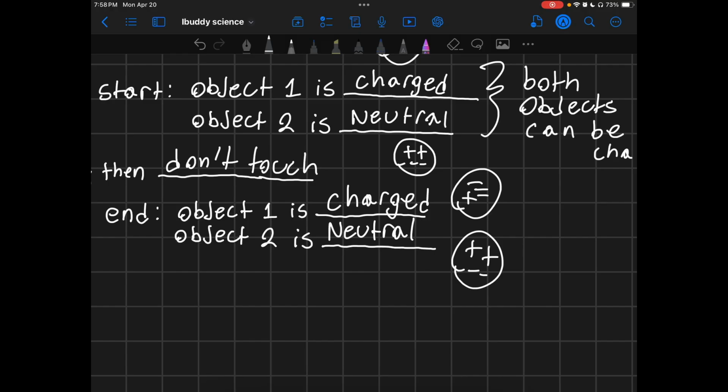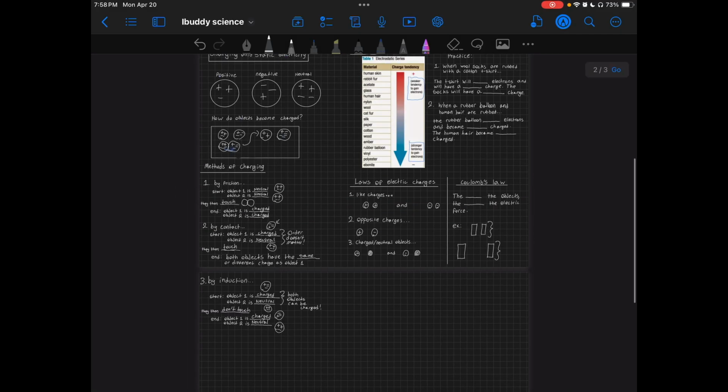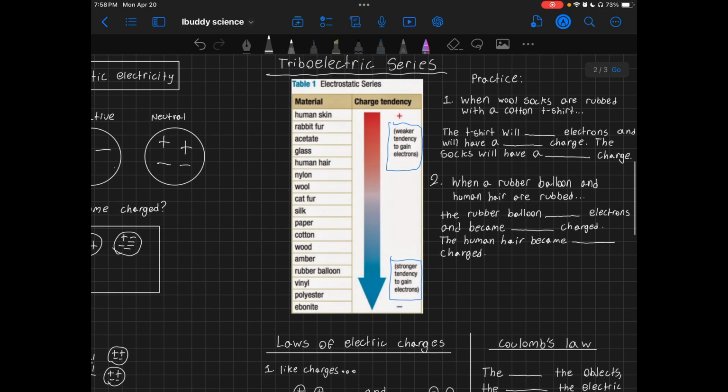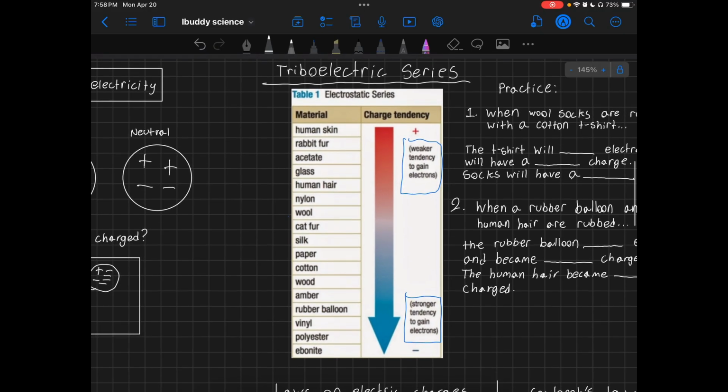But now you might be wondering, how do electrons even get transferred? How do you decide the objects? That's where the triboelectric series comes into place. And just make a note for yourselves, guys: the triboelectric series is only used for friction.